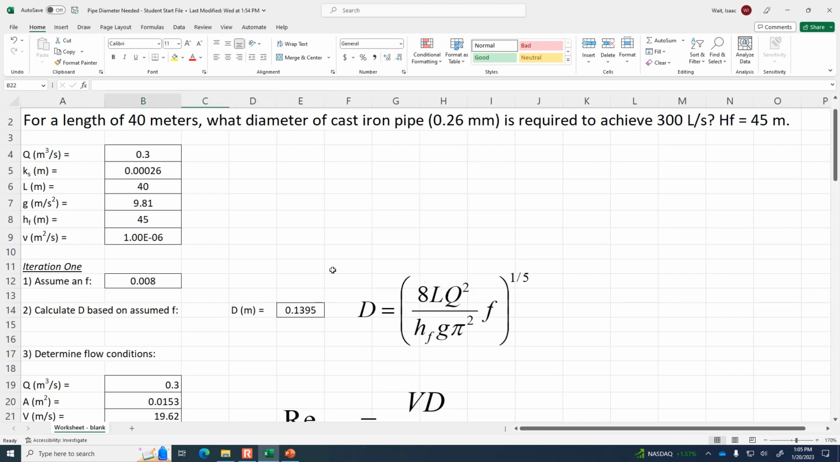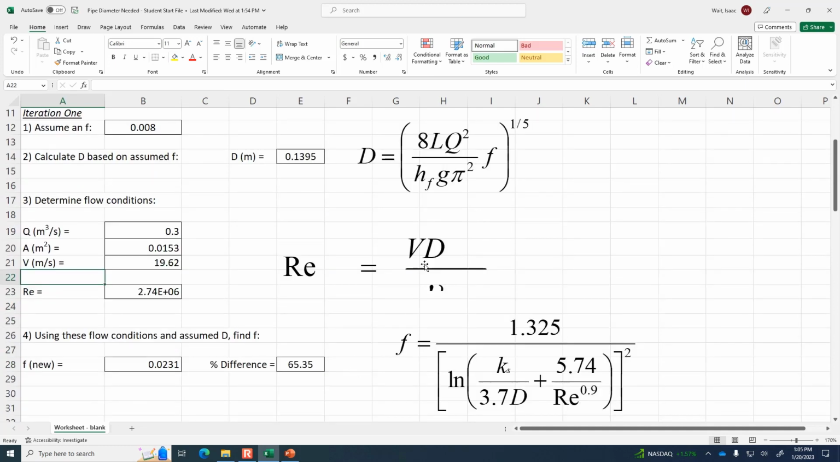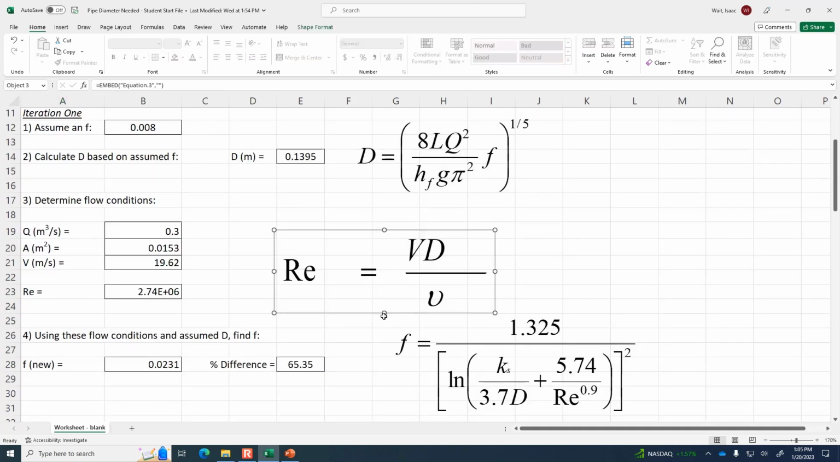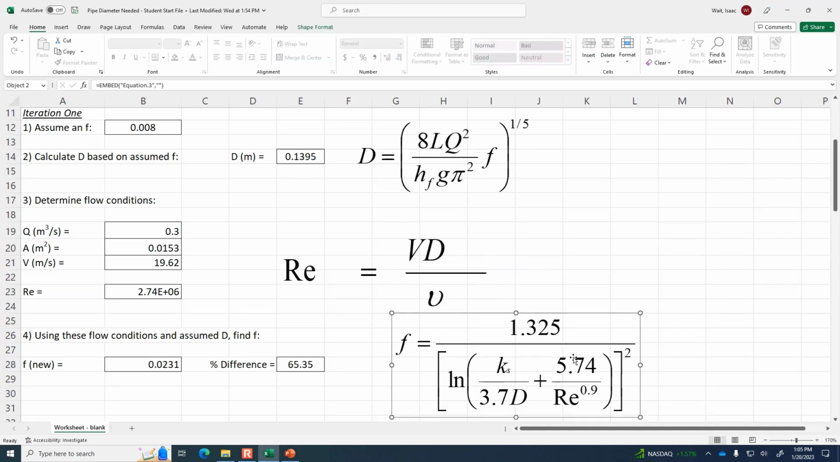And so if you know the diameter, then you can calculate the area, the velocity, the Reynolds number. And with the Reynolds number, we were able to calculate an improved guess of what the friction factor would be using, what's the name of this equation? Jane. Yeah. How do we know it's Jane and not Colebrook? They look different.